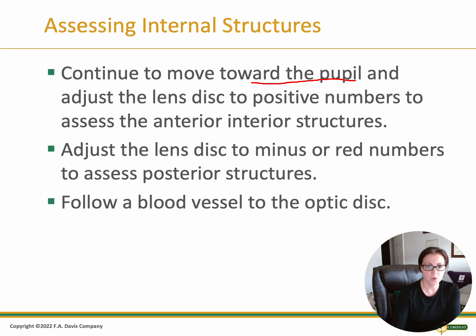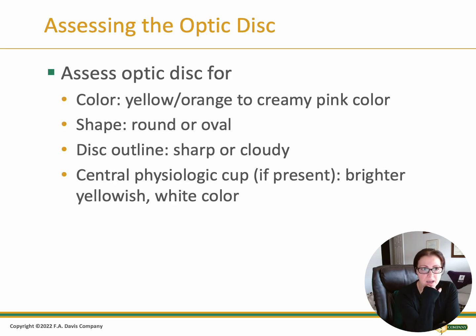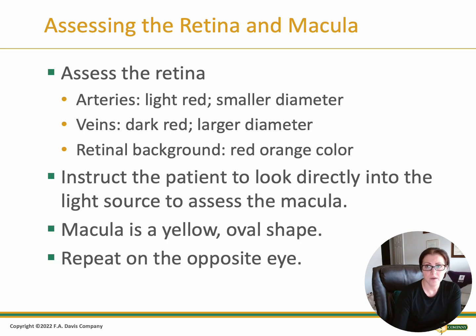The very first thing you should note is the optic disc. And when you note the optic disc, you can follow the blood vessels in and around until you see the rest of the visual field of the retina. So when you're looking at the optic disc, it should be yellow, orange, or creamy pink, should be round in shape and sharply demarcated. The retina, which is the entire background, should have arteries and veins, and the background should be a reddish-orange coloration.